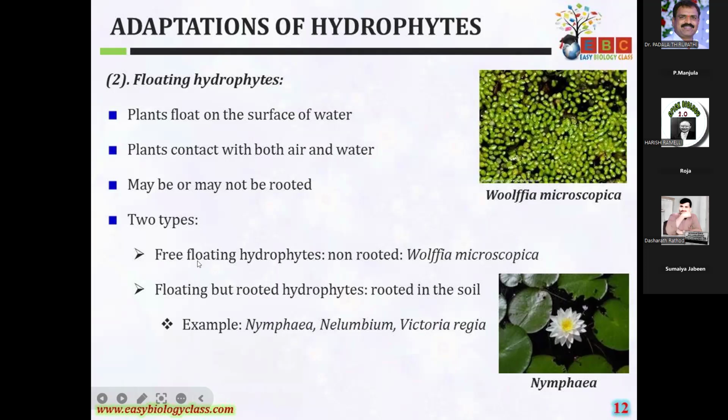Examples of the free floating non-rooted hydrophytes are Wolffia microscopica. Whereas the floating but rooted hydrophytes are Nymphaea, Nelumbium, Victoria, and Riccia. So these are the examples of floating rooted hydrophytes. These are the floating hydrophytes, directly in contact with both air and water, mainly present on the surface of the water.